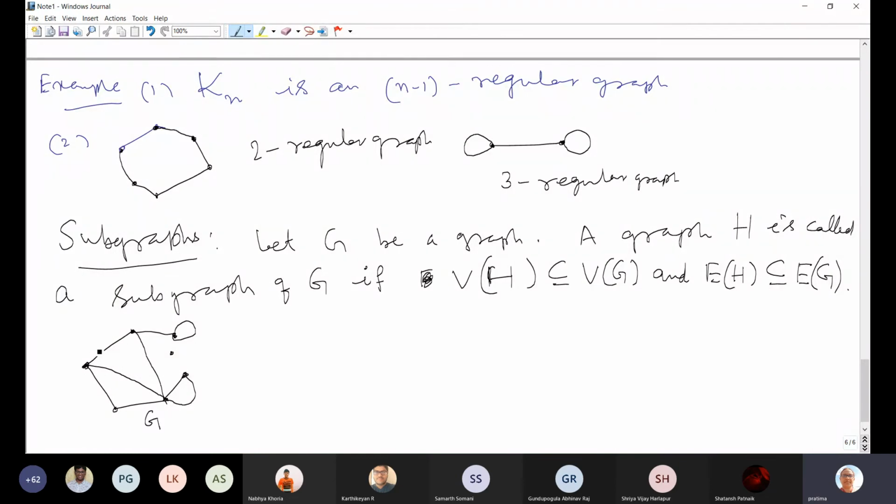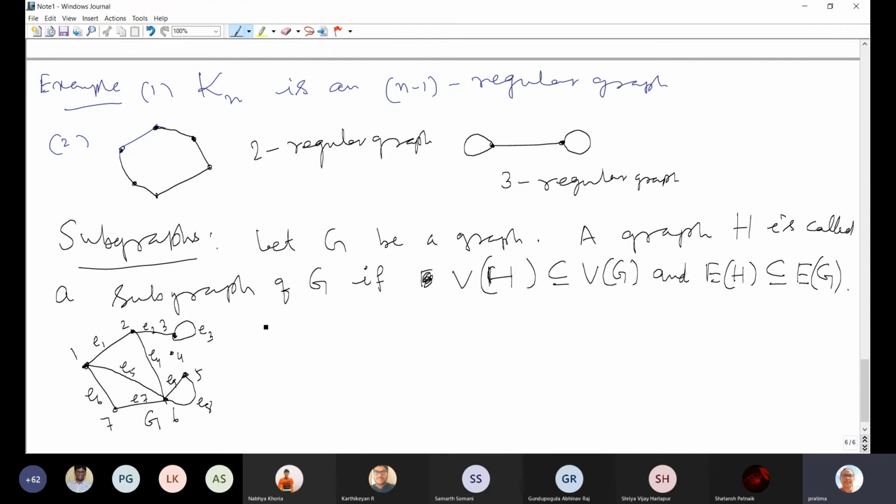Let me name the vertices of this graph like this: 1, 2, this is 3, this is 4, 5, 6, 7. So this is the vertex set. And the edges I will name like this: E1, E2, this edge is E3, E4, E5, E6, E7, E8, and E9. These are the edges. So this is the graph G.